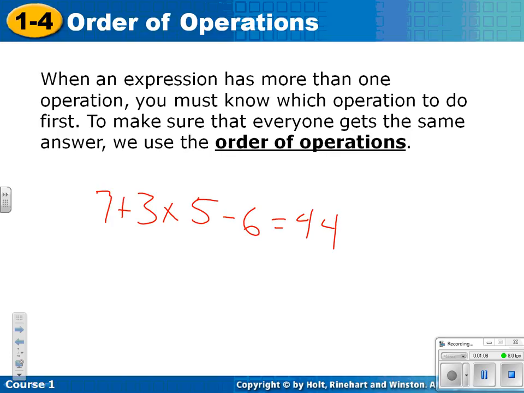That makes sense, right? Let me tell you, this is wrong. That is not the answer. The actual answer to that is 18, because we have to follow what's called the order of operations. The order of operations tells us what comes first, what comes second, what comes third, what comes fourth.